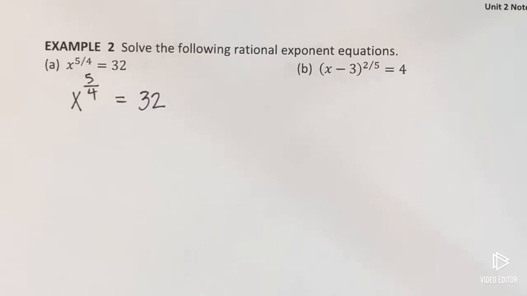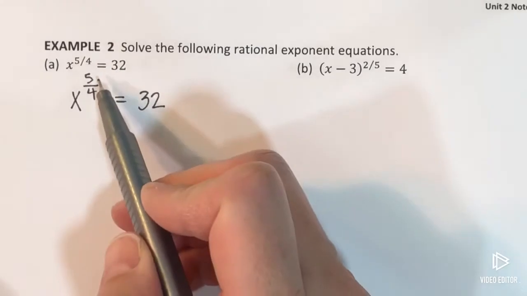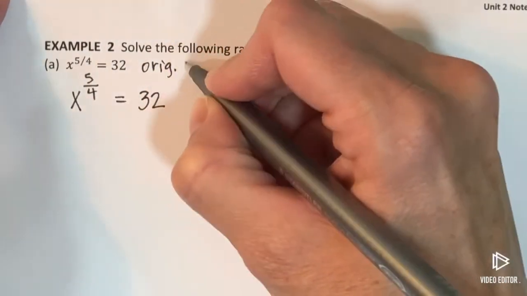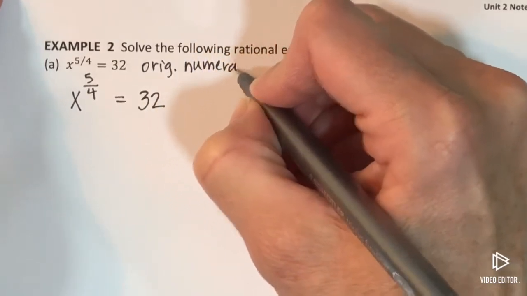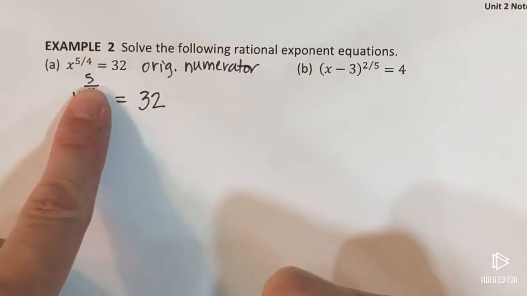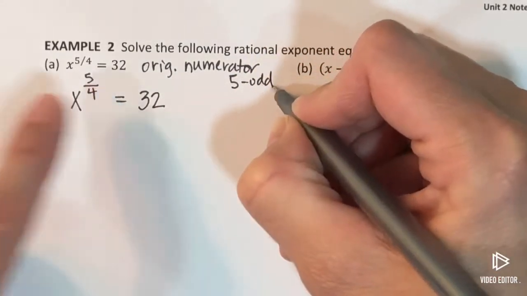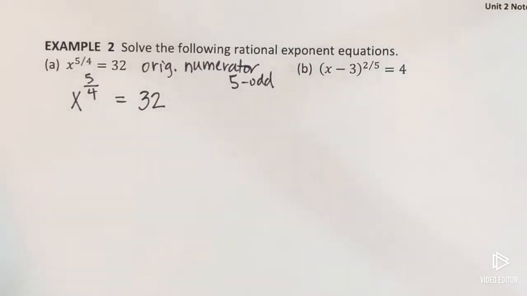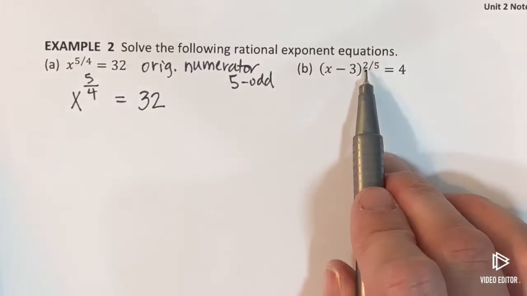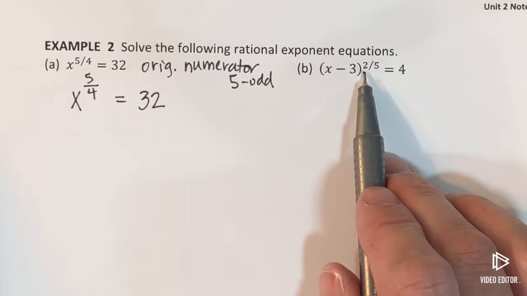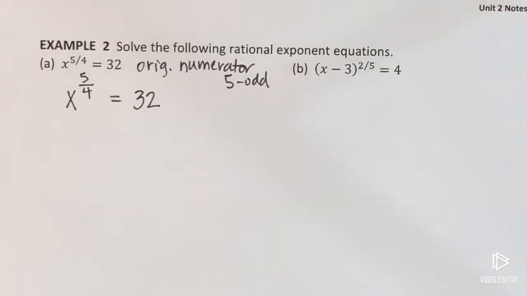Step number 2 is to raise both sides to the reciprocal of the exponent. Now, looking at my original numerator here, the original numerator being the number on the top of the fraction, is 5, which is odd. So I don't have to worry about that note that I wrote down about my original numerator being even. If you look at part B, where my numerator is 2, then I'm going to have to be concerned about that note. Okay, so I have x to the 5/4.